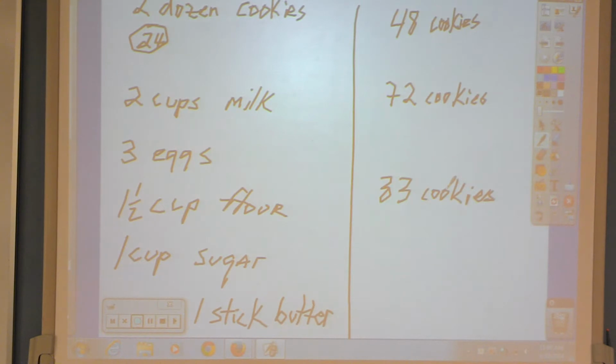So what would you do with 33? Divided by 24. Put it in your calculator, what do you get? 1.375. And there's your conversion factor. Now, of course, nobody's going to cook 33 cookies. But the whole point is that you understand you have just found a fudge factor to multiply by to get the ingredients that you need.